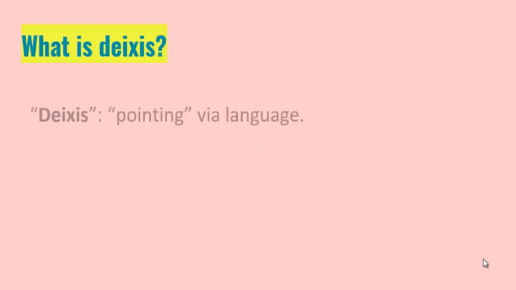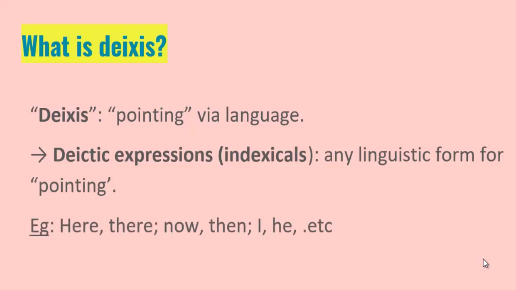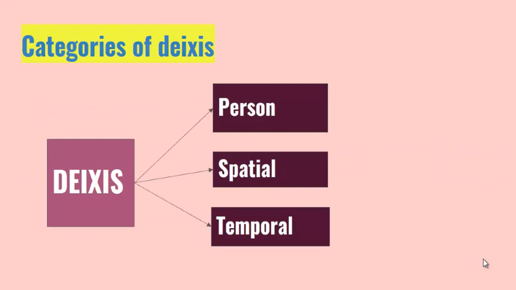Okay, so what is deixis? We use language to point at something, and deictic expressions are any linguistic forms used to perform the pointing. For example, here, there, now, then. They are deictic expressions. And we have three types of deixis. The first one, person deixis, spatial deixis, and the last one, temporal deixis.